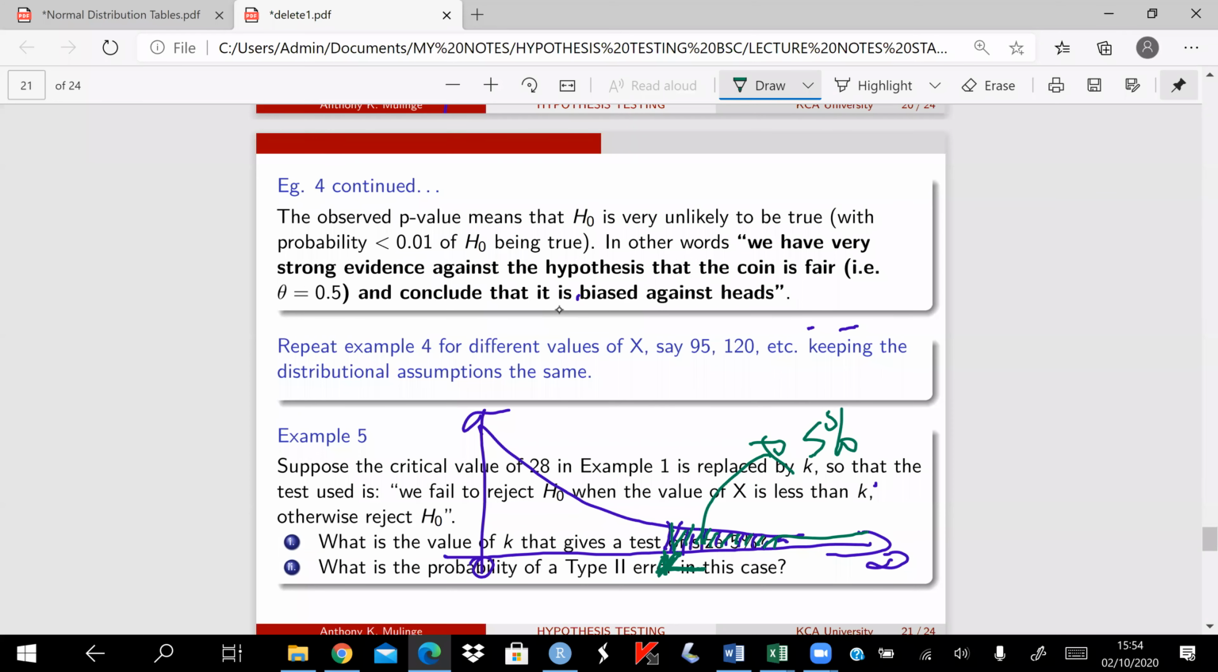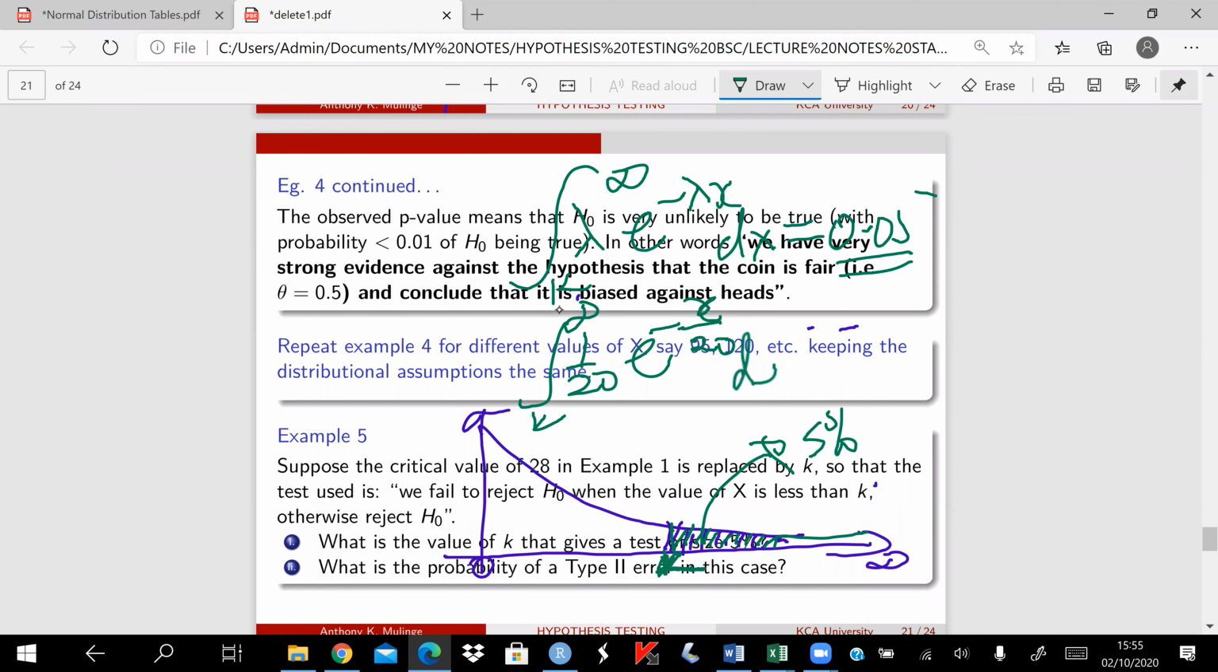Mathematically, we're talking about the integral from K to infinity of lambda e to the minus lambda x dx equal to 0.05, that's 5%. We're looking for a K that will give us that. Of course, here we're talking about when H0 is true, so we use lambda is 1 over 20. This is K to infinity, then e to the minus x over 20, then dx.